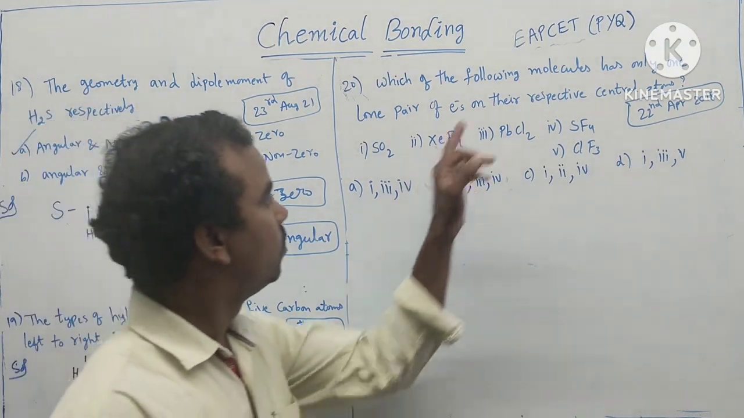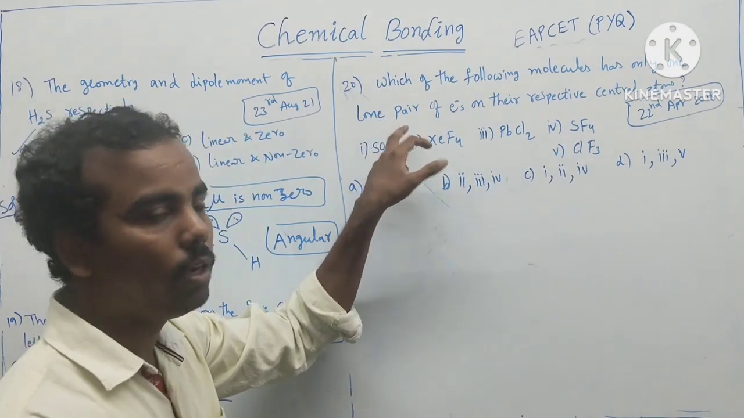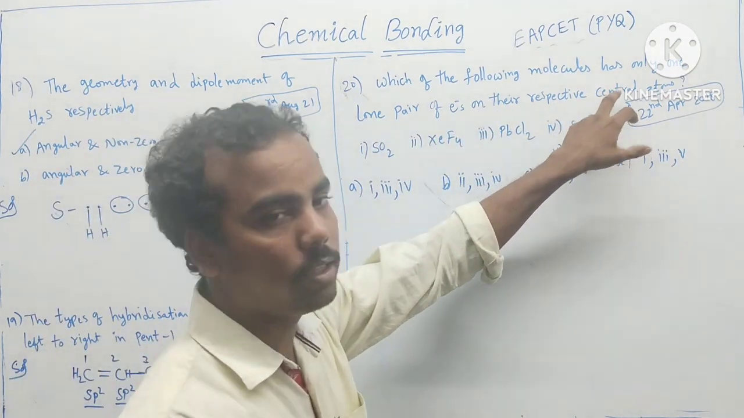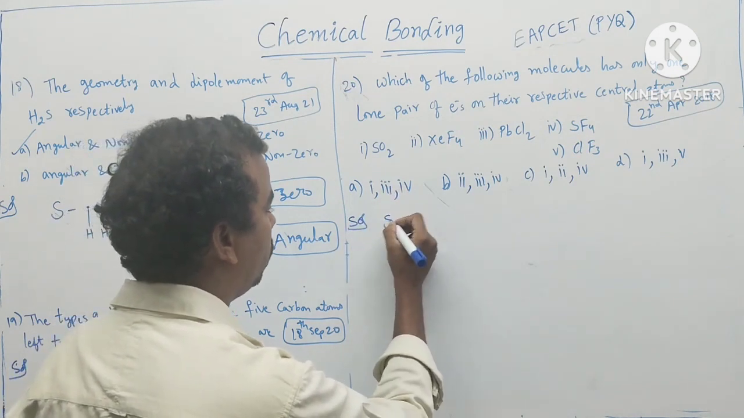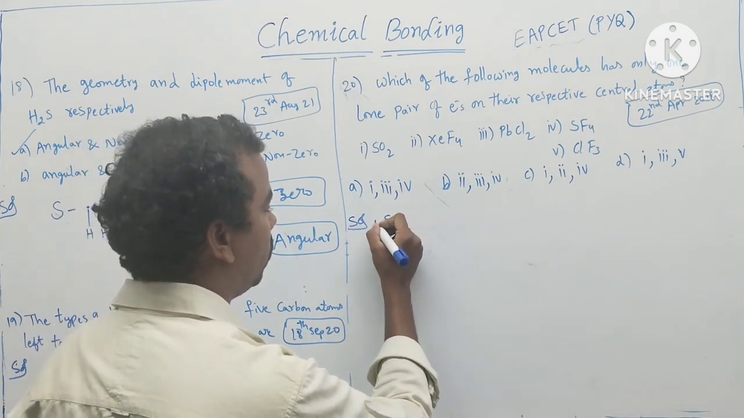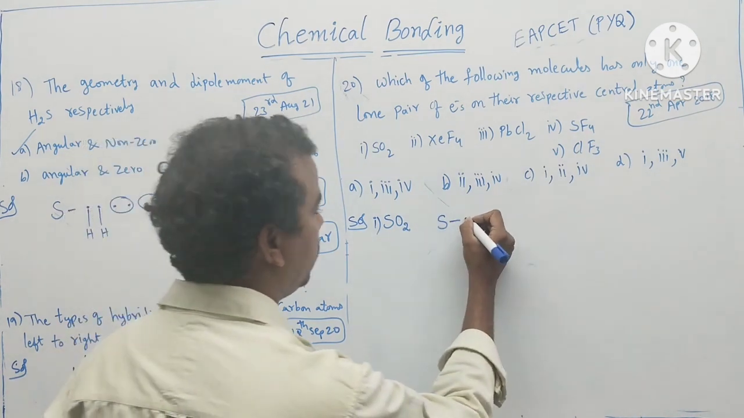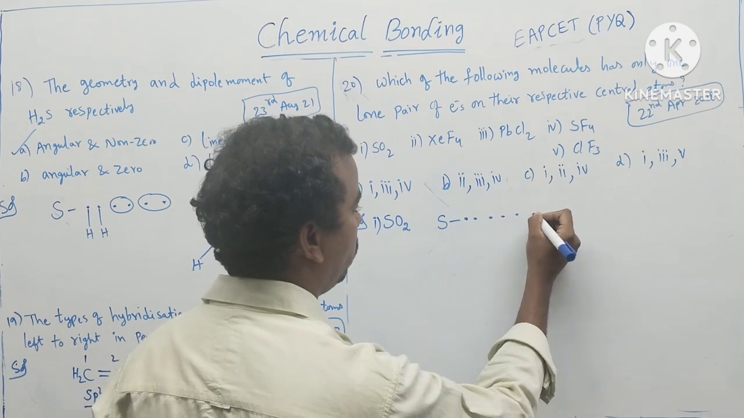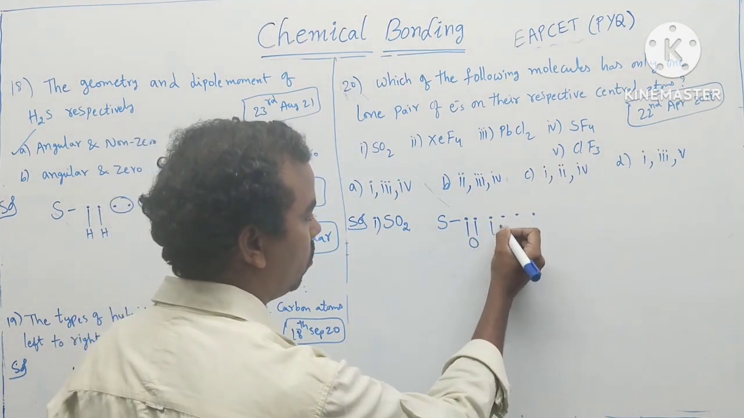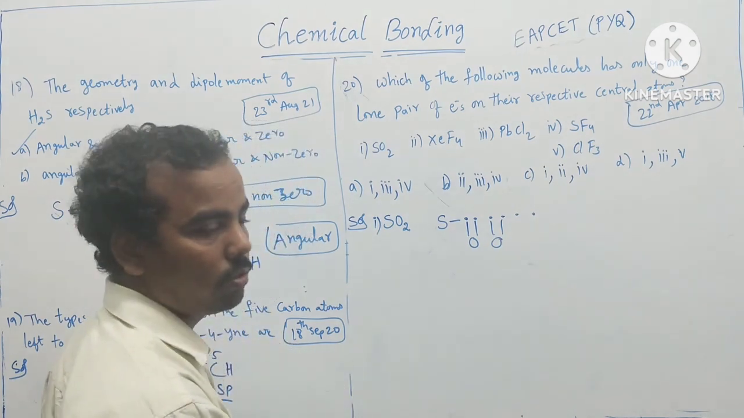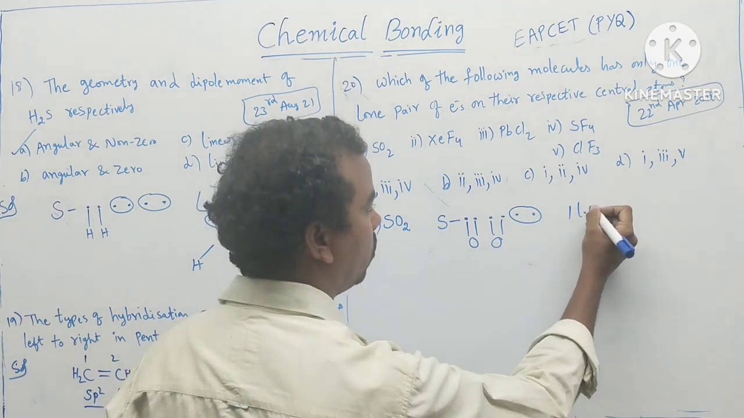Okay. Next question. Which of the following molecules has only one lone pair of electrons on their respective central atoms? First one, SO2. Sulfur, how many valence electrons? 6. 1, 2, 3, 4, 5, 6. 2 oxygen atoms form 4 bonds. So it has one lone pair.